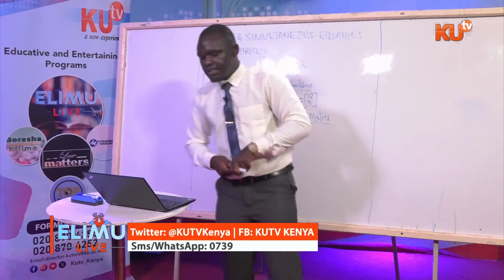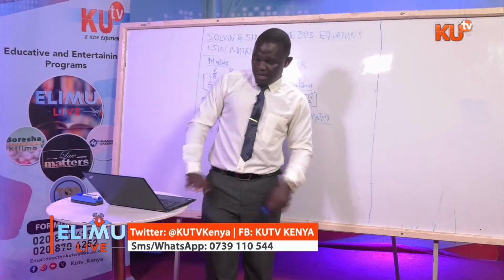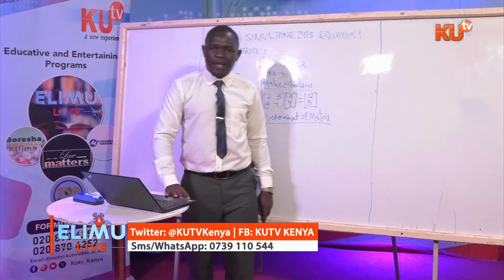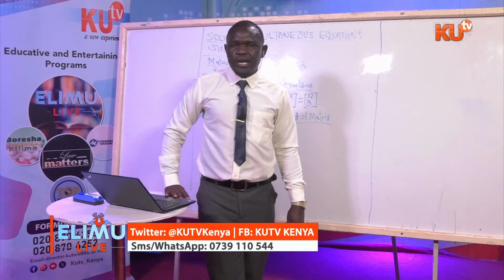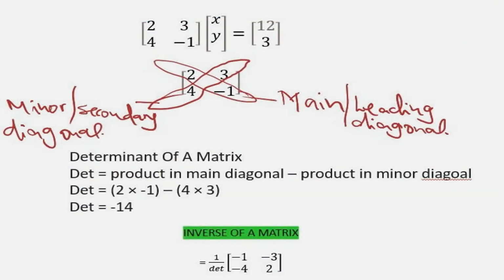Determinant of a matrix. Learners, when we talk about the determinant of a matrix, what do we simply mean? We are referring to the difference between the product of elements in the main diagonal and the product of elements in the minor diagonal, as shown there clearly. Determinant is the product of elements in the main diagonal minus the product of elements in the minor diagonal.